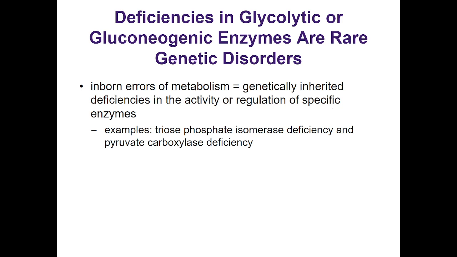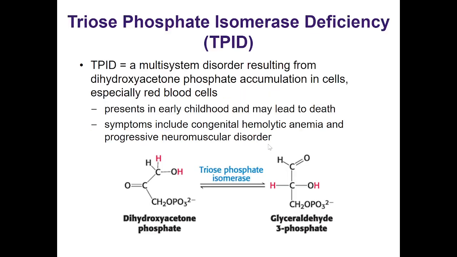The inborn errors in metabolism. So genetically inherited deficiencies in your activity or regulation of specific enzymes. Some examples of this are the triose phosphate isomerase deficiency and the pyruvate carboxylase deficiency. So TPID, this is going to be a multi-system disorder. It's going to result from dihydroxyacetone phosphate accumulation in cells, especially red blood cells to be very specific. So the presence in early childhood and may lead to death. The symptoms are going to include congenital hemolytic anemia and progressive neuromuscular disorder.